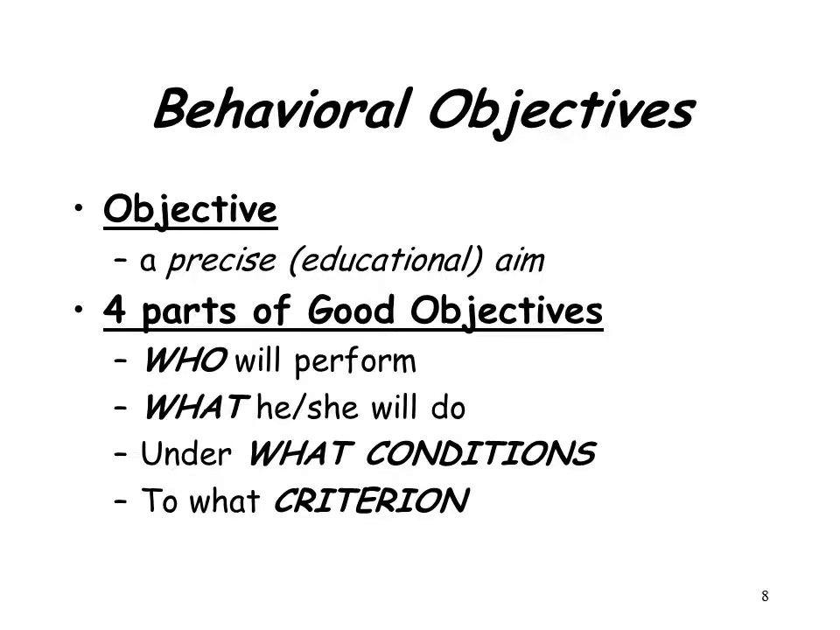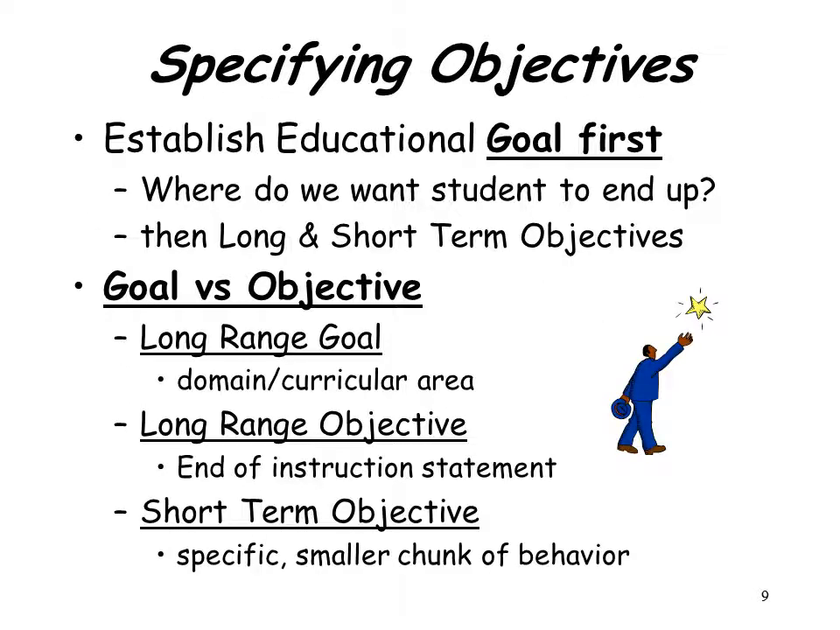Behavioral objectives have a number of purposes that we discussed earlier, and the format that we want you to use has 4 parts. The who's going to perform the behavior, what's the specific behavior the person's going to do, under what conditions is the person going to perform the behavior, and to what criterion is the person going to be able to perform the behavior. We'll talk about each of these separately.